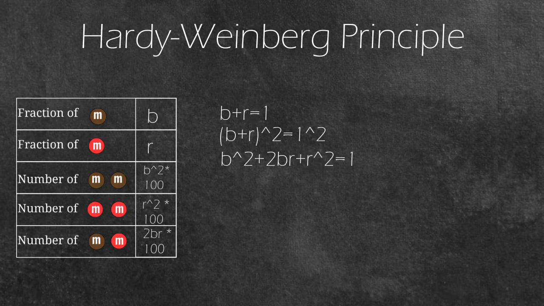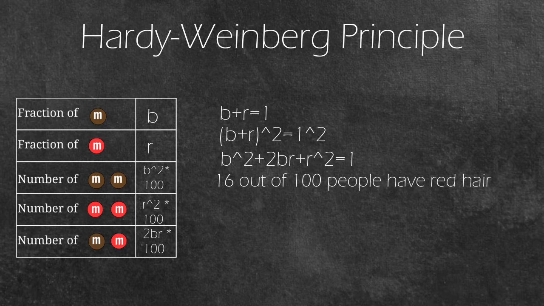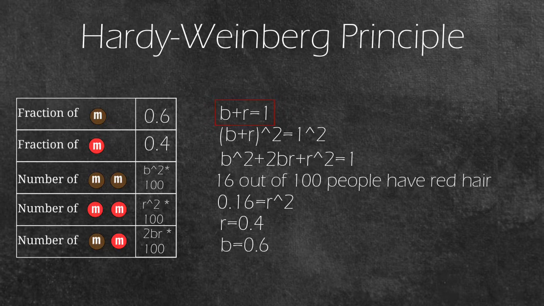We can finally put our knowledge to use. Let's say out of our population of 100, we know that 16 have red hair. What can we get from this? Going back to our equation, we know that 0.16 equals R squared, or the fraction of people that have red hair. This means that R equals 0.4. Plugging that into our first equation, we get B equals 0.6.